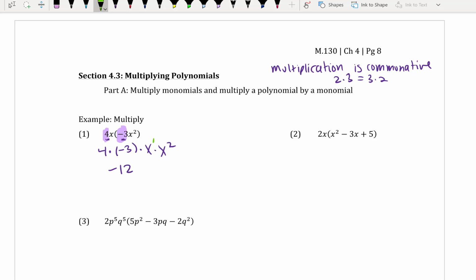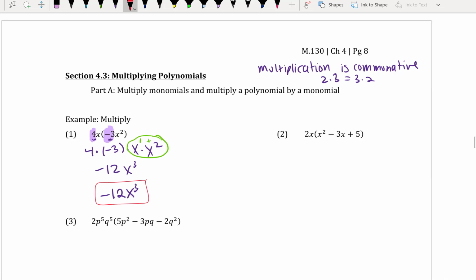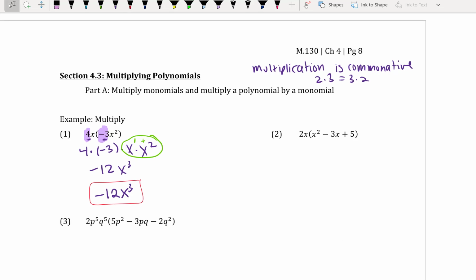And here you can think of that x as an exponent of 1. So with these exponents, I'm going to add them together. So 1 plus 2 is going to give me a 3. So my final answer is -12x to the 3. Okay. Same thing with number 2.